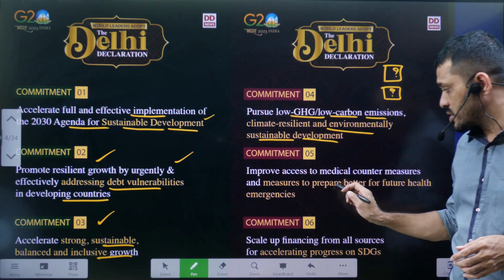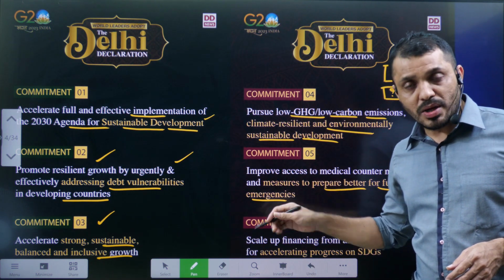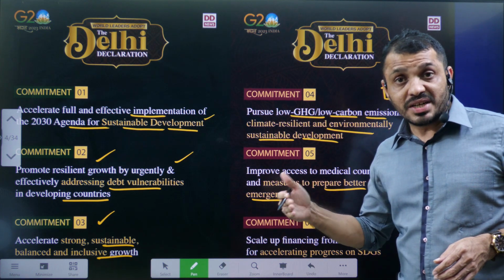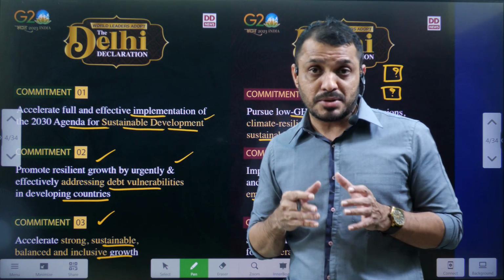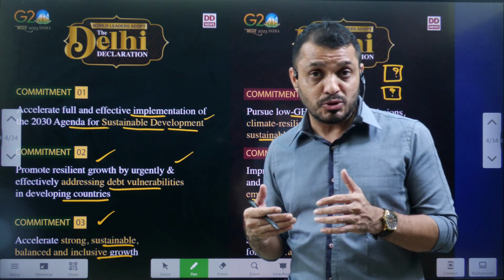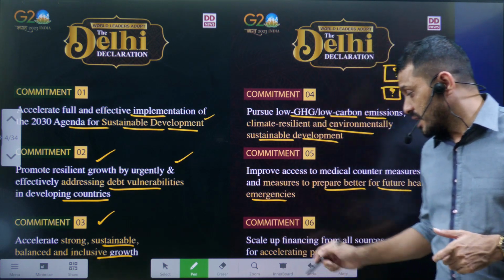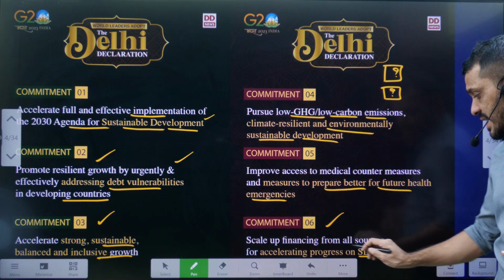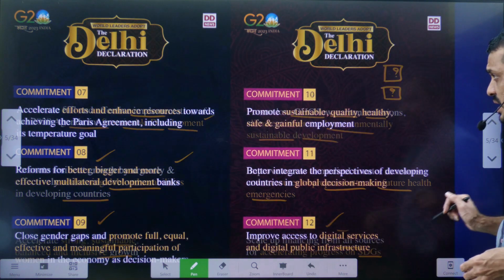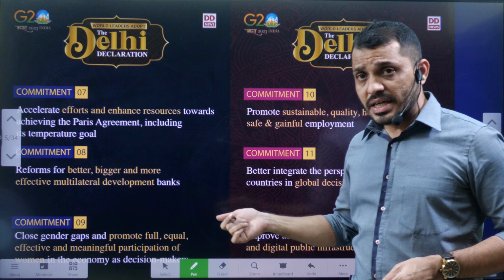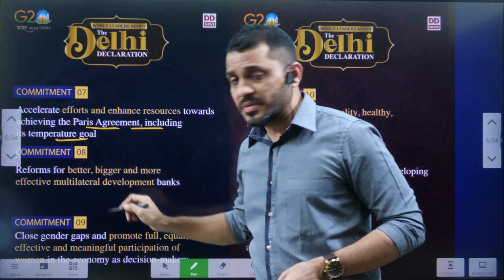Then the fifth one is about preparing better for future health emergencies, because in the COVID times the world witnessed the state of preparedness for this kind of pandemic, and there are still gaps after the COVID pandemic. The health gaps were identified, and we have to fill those gaps. Next, the sixth one: accelerate the progress on the Sustainable Development Goals and achieve them. The seventh one is about working towards the Paris Climate Agreement.